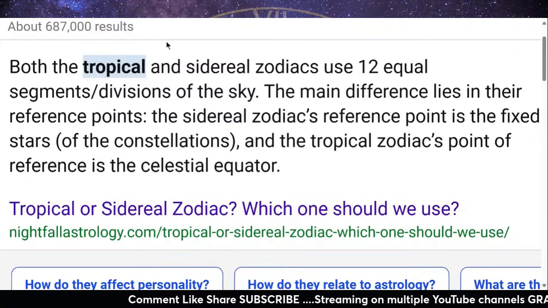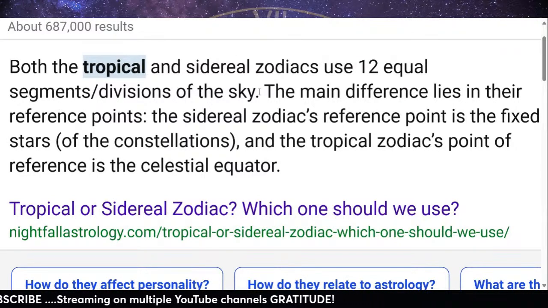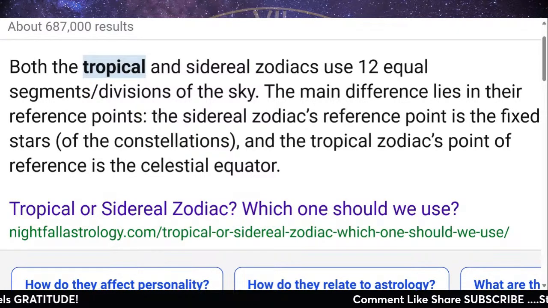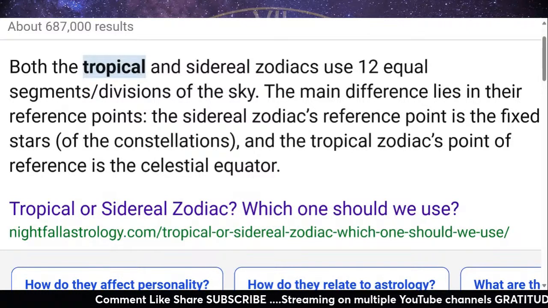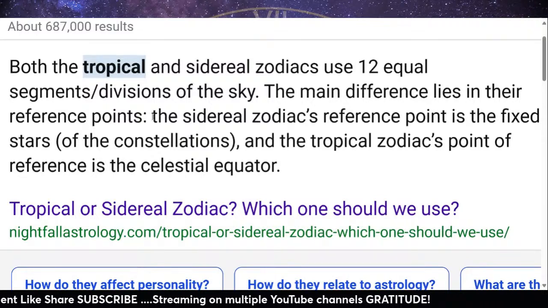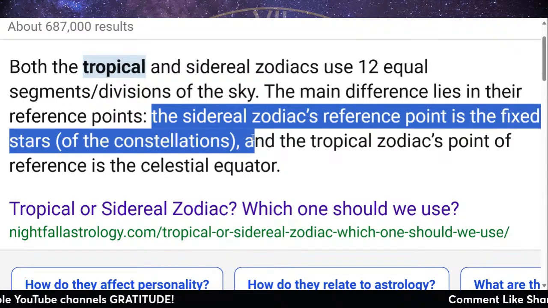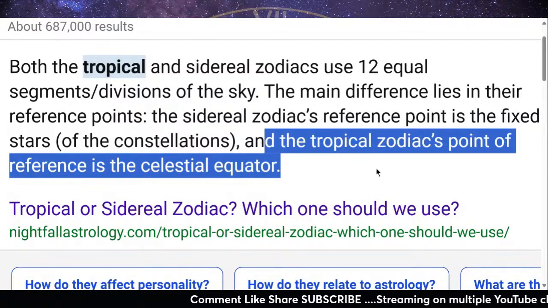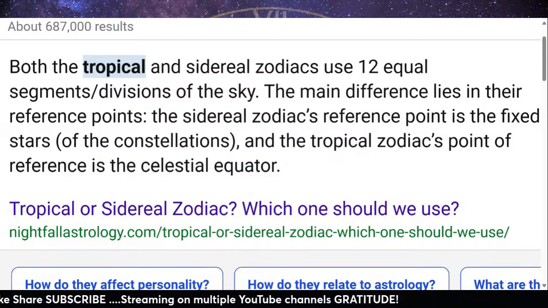So we have both the tropical and sidereal zodiacs. They both use 12 equal segments, divisions of the sky. The main difference lies in their reference points. My birth chart example I have up here today is from a tropical birth chart point of view. The sidereal zodiac's reference point is the fixed stars of the constellations. And the tropical zodiac's point of reference is the celestial equator.